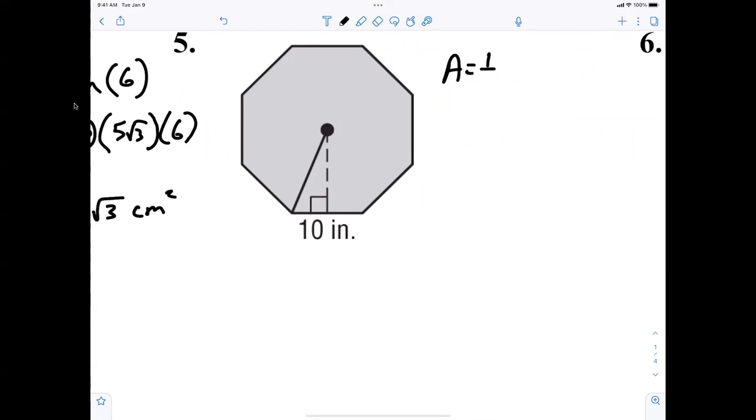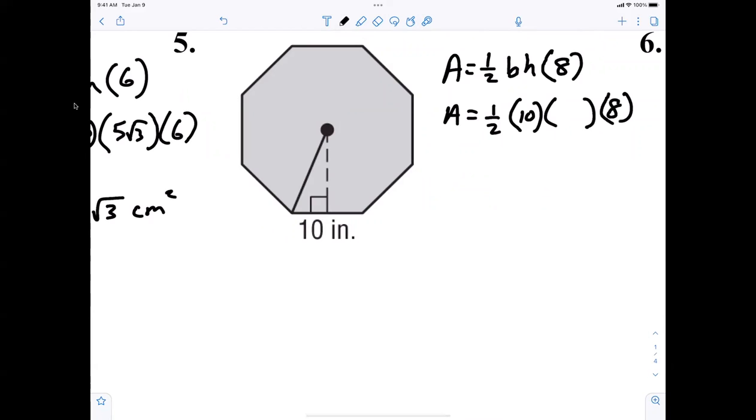Area equals 1/2 base times height times what? 8. Area equals 1/2. What's the base? 10. What's our height? We don't know. And this is 8. Now, because it's an octagon, we have to use what? We have to use trig.